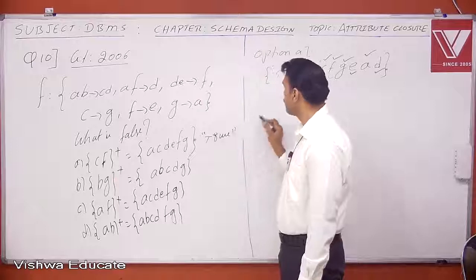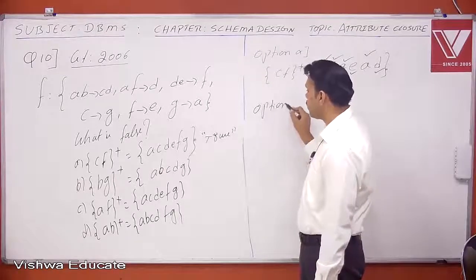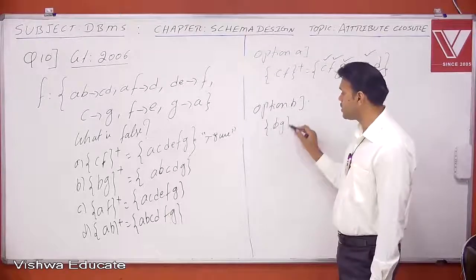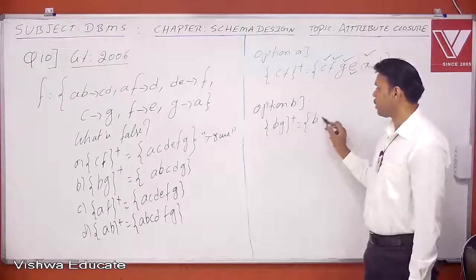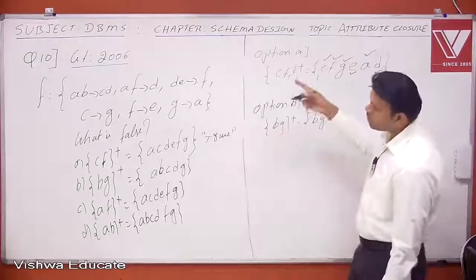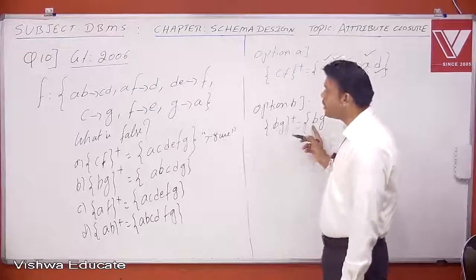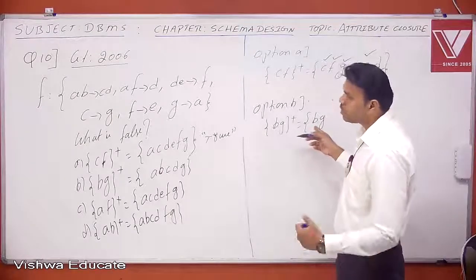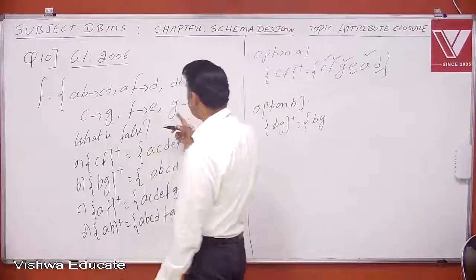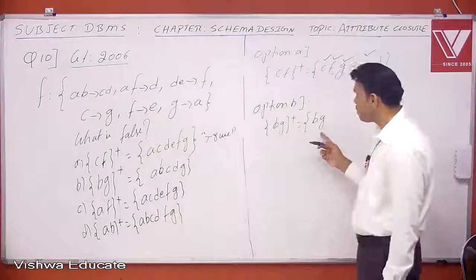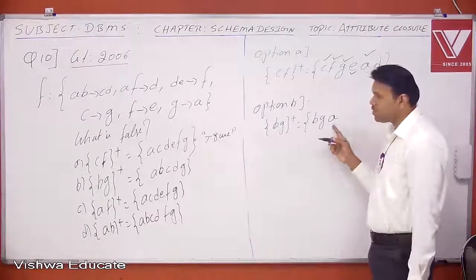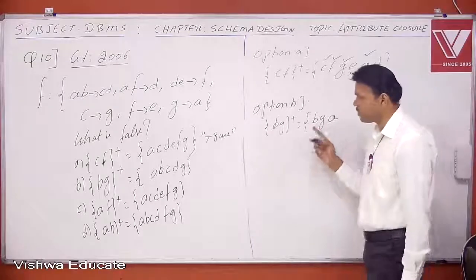Let us check option B. So option B is BG closure. Now we have BG. Again remap them. So B, will you get anything? Not at all, because B is not available on the left hand side. But G is with you. Since you have the G combination, I could get what? A. Now you see, you got a good combination, A and B.